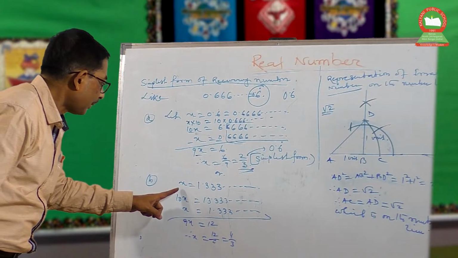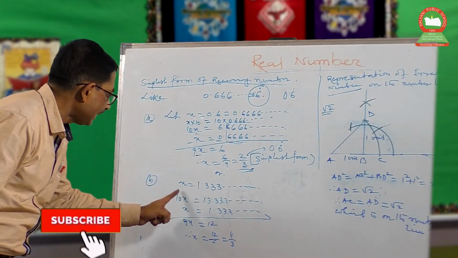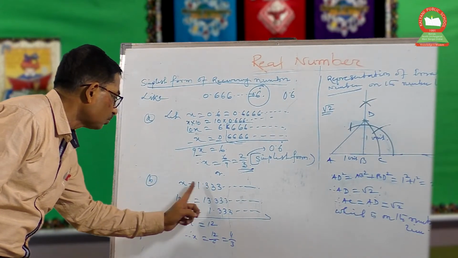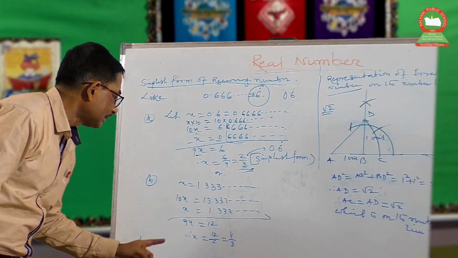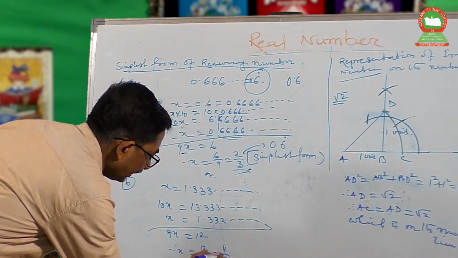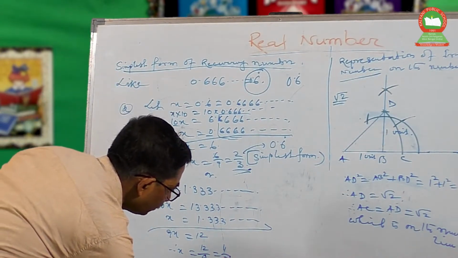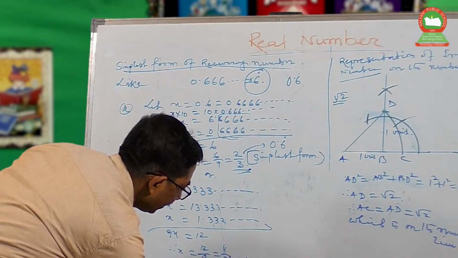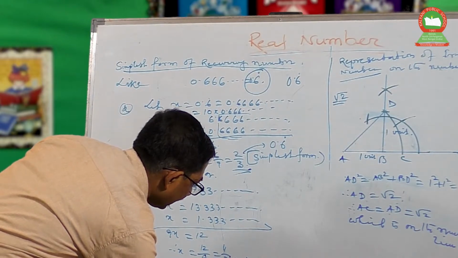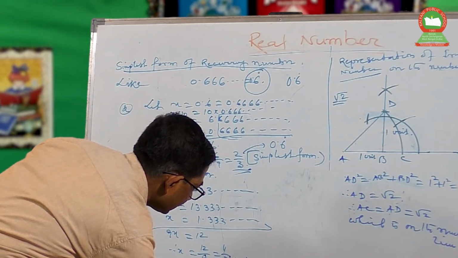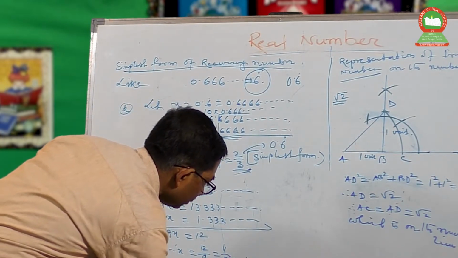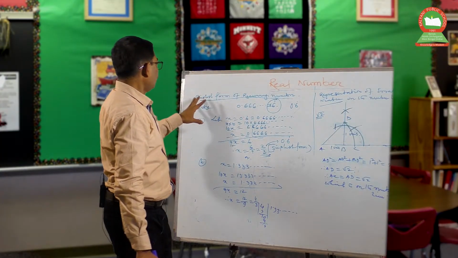Like this, I am taking another example, x equal to this number. If I multiply in the same way by 10, both sides will be multiplied by 10, we get 10x and the number will be shifted. Subtracting once again, you will get 9x equal to 4 by 3. If we divide further, you will get the same number. Simplifying this, it goes on like this.